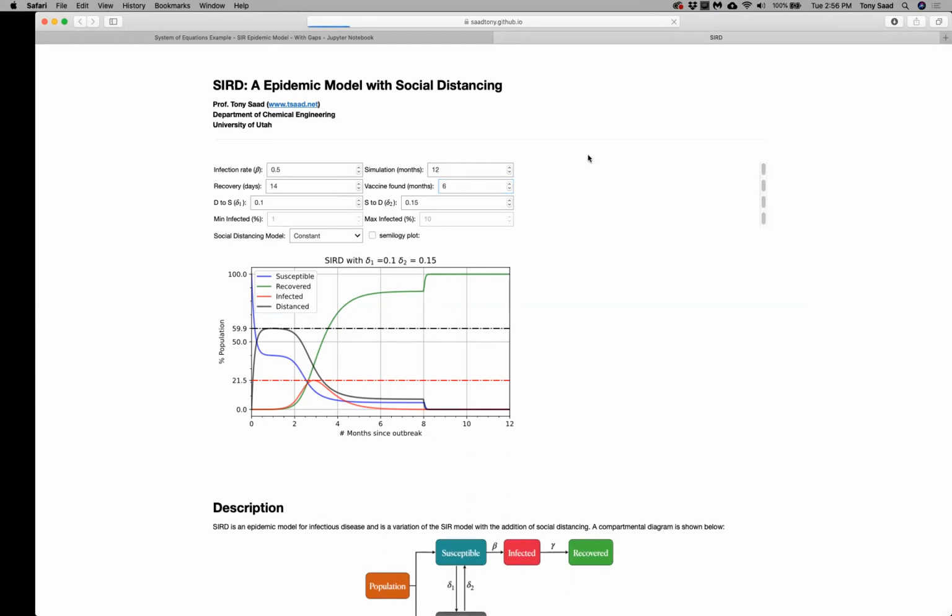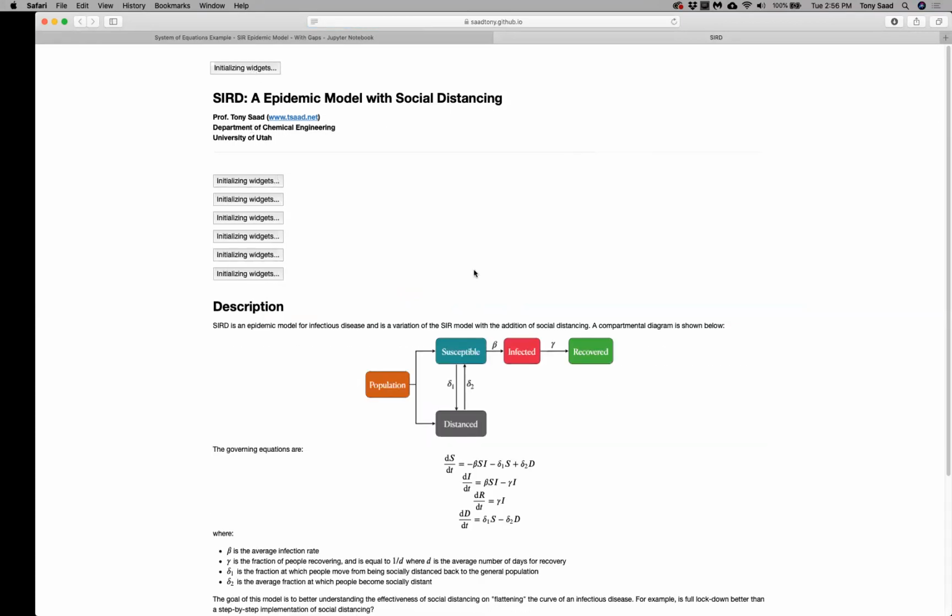Probably have to rerun this. It will take a minute to initialize the Docker image, what's called the Docker image, on the server. Anyway, with this web app, go ahead and feel free to play around with it after you read the documentation. And what I have is a dynamic model for social distancing.